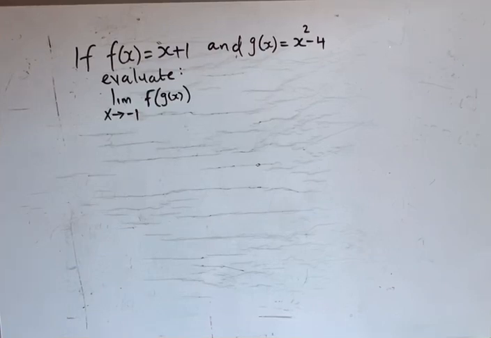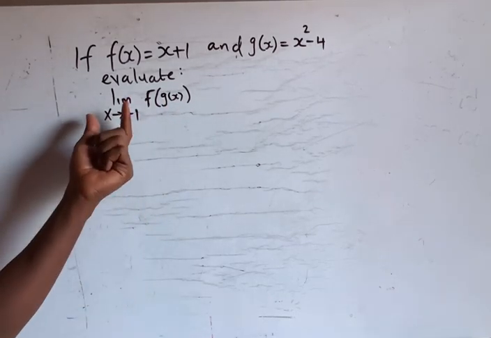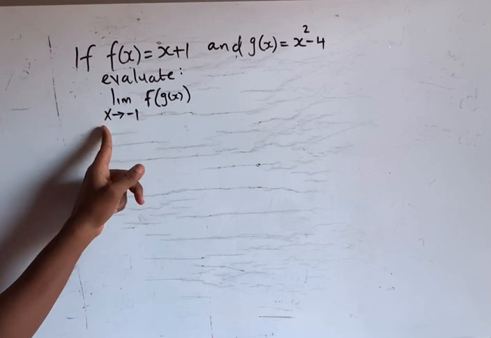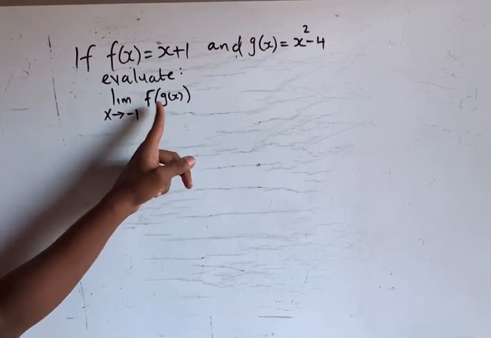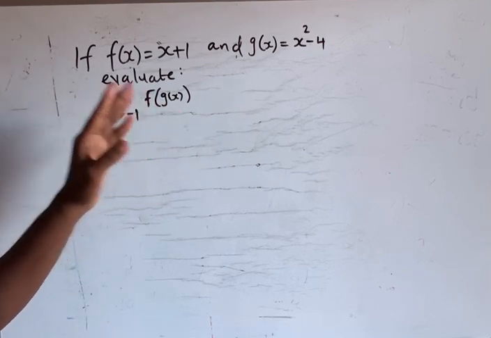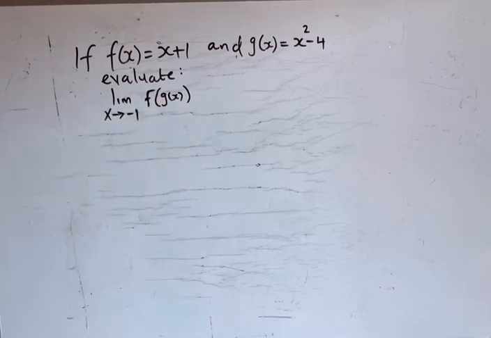In calculus 1, this is what we call the limit of composite function. A composite function is a function within a function. In this question, for us to find the limit as x approaches -1, f of g, or we can also call this one f of g of x, there are two ways to solve it.